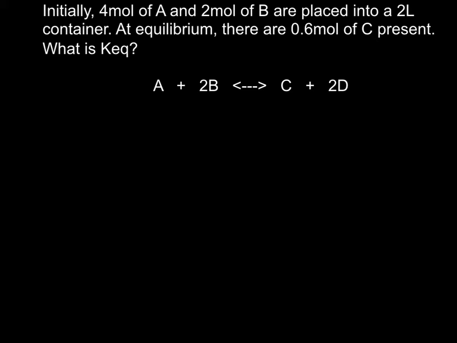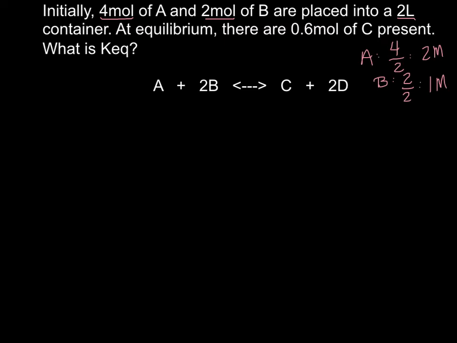ICE box. So the first thing that catches my attention is that I have 4 moles of A and 2 moles of B in a 2-liter container. In order to do ICE box, I need concentrations. So I need to find my concentrations for each of my A and my B. I'm going to use molarity as my units of concentration. Molarity is moles over liters. So my A is going to be 4 divided by 2, which is 2 molar. My B, on the other hand, is going to be 2 over 2, which equals 1 molar.